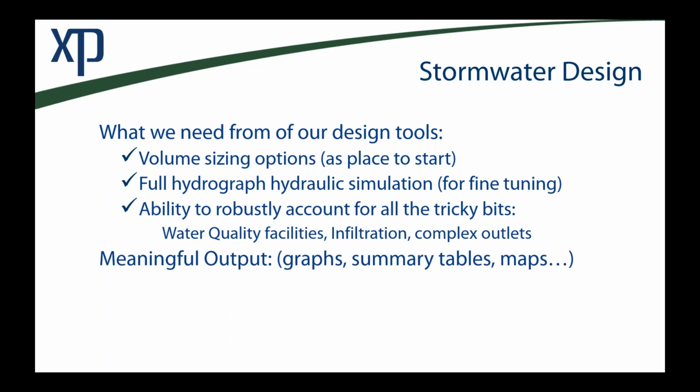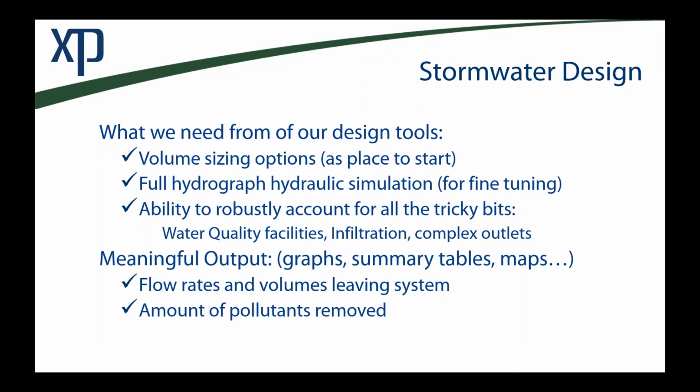So meaningful output, graphs, tables, what have you. What we really care about is flow rates and volumes leaving the system. That's what we are designing around in the majority of cases. So we can't discharge, we can't impact beyond our existing site conditions. So we need to make sure our flow rates and often our flow volumes are held to what they were in the pre-existing conditions. The other is we also need to attenuate some of the pollution that's going to be generated off our site. So flow rates and volumes, what pollution are we removing?